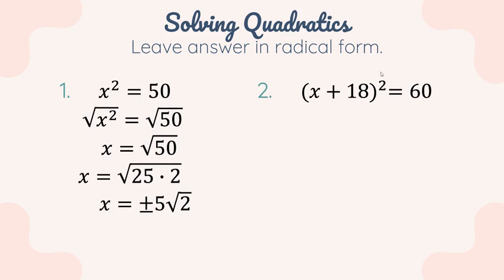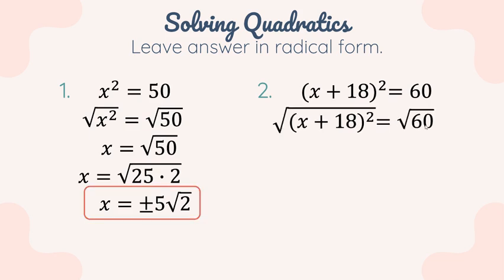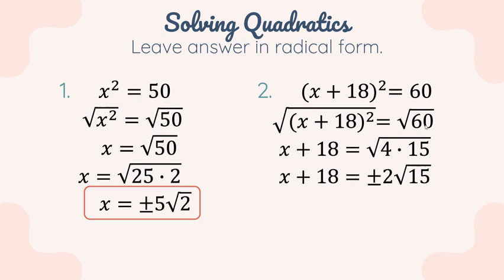So to get rid of the square, because I can't do anything while it's squared, I'm going to go ahead and take the square root of both sides. So that'll get rid of the squared. And then 60, what goes into 60? Okay, the largest perfect square that I know that goes into 60, I'm thinking 4. So 4 times 15, the square root of 4 is plus or minus 2. So I get x plus 8 is equal to plus or minus 2 times the square root of 15.